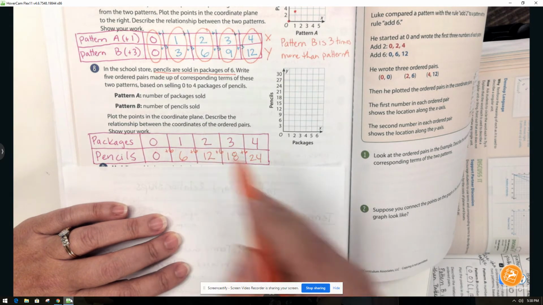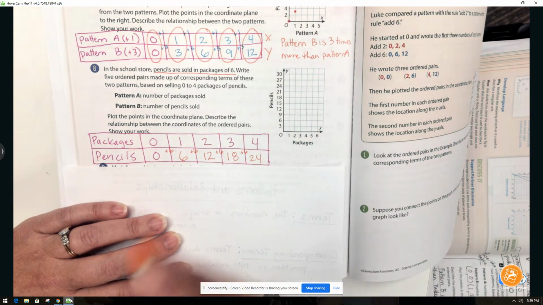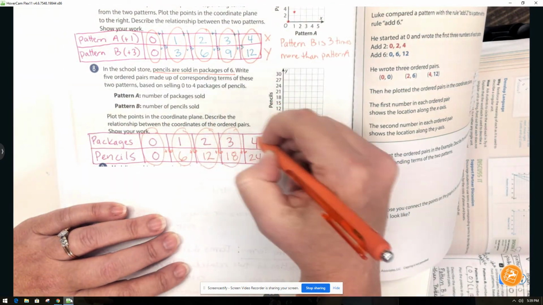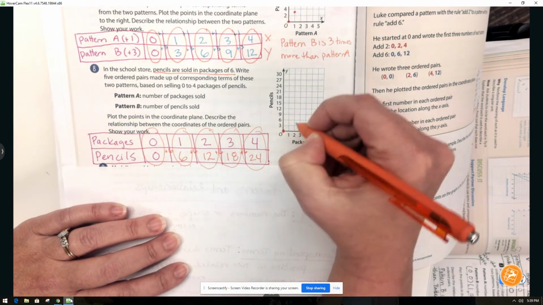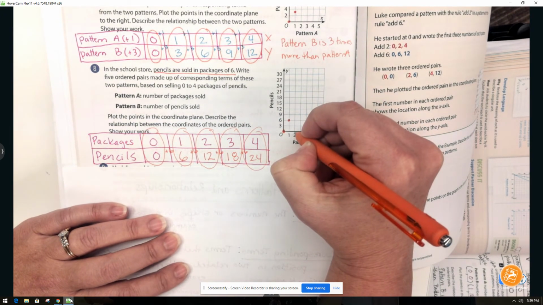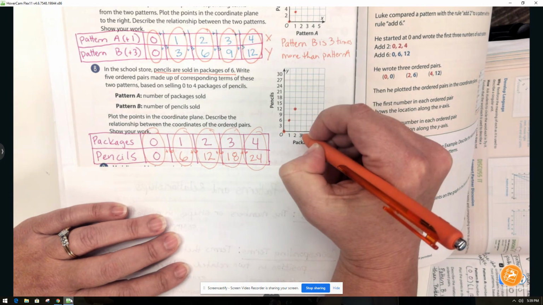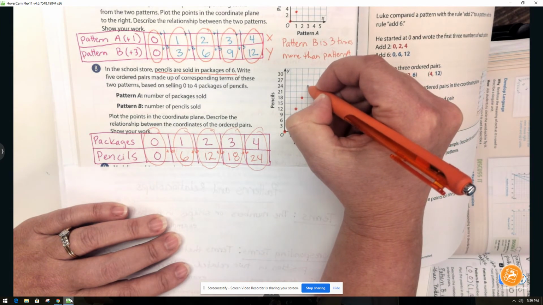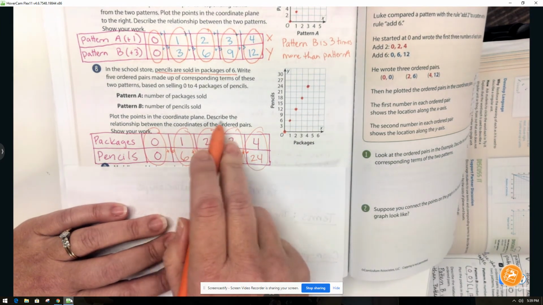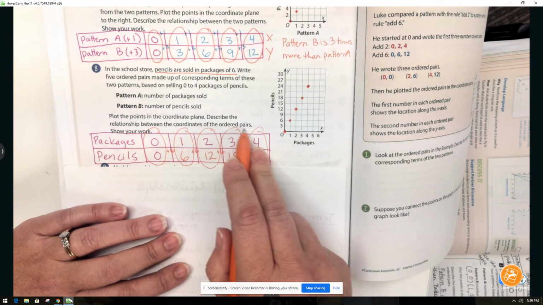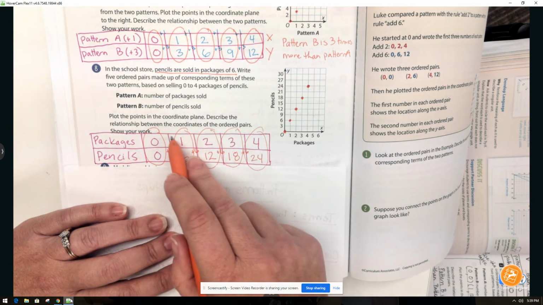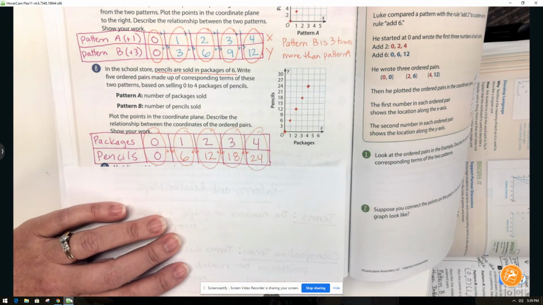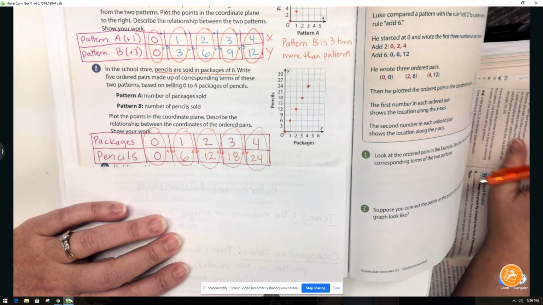What is the relationship? Oh, we forgot to do our, I jumped the gun. Let's go ahead and plot our ordered pairs. So we have 0, 0, 1, 6, 2, 12, 3, 18, 4, 24. Now, describe the relationship between the coordinates of the ordered pairs. So these ordered pairs all have, well, I'm going to look because I'm trying to see what they want us to say there. Oh, that's easy enough.